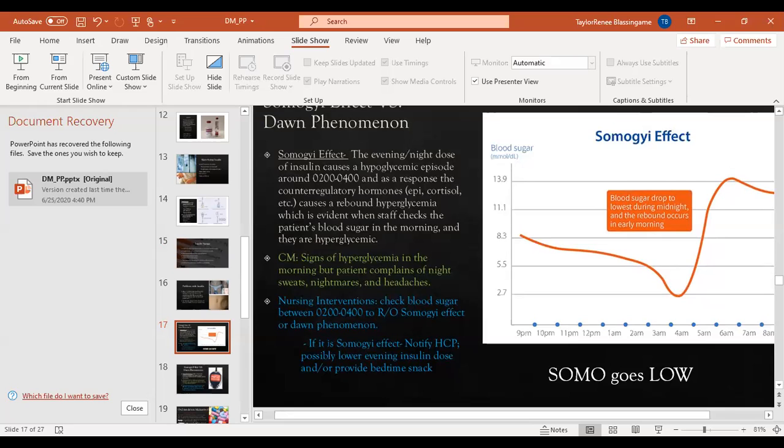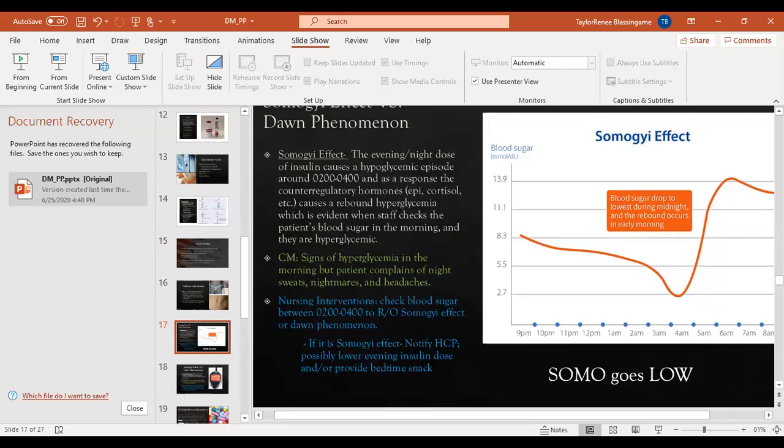So what do you do? If you keep seeing your patient has sky-high sugars in the morning, before you let your doctor order more insulin the evening prior, you check their sugar between 2 to 4 a.m. Because you're going to rule out between Somogyi effect or Dawn phenomenon. The one we're talking about now is Somogyi effect.